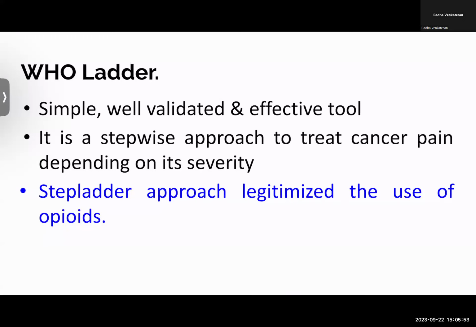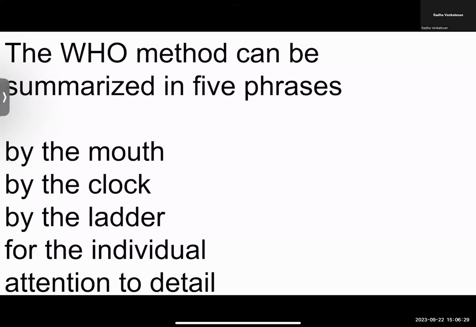It is a stepwise approach to treat cancer pain depending on severity. See, these are important points. As we go through, we will see. The step ladder approach legitimizes the use of opioids, because use of opioids has always been a challenge, a blocker, something causing obstruction or hesitation in people using it. So that also got legitimized. So opioid usage was legitimized based on this.